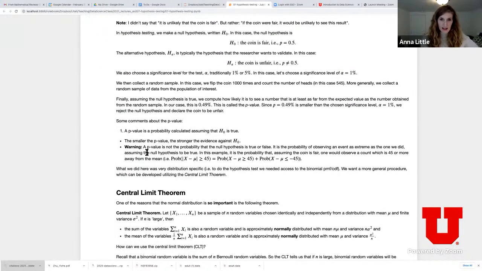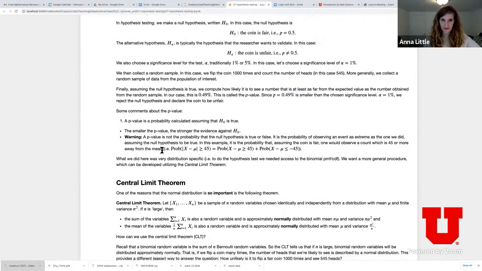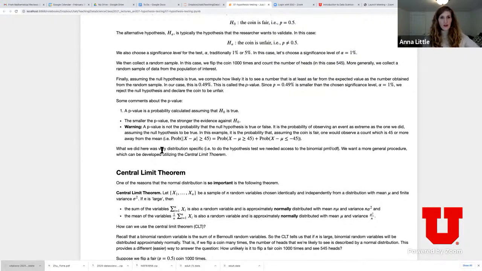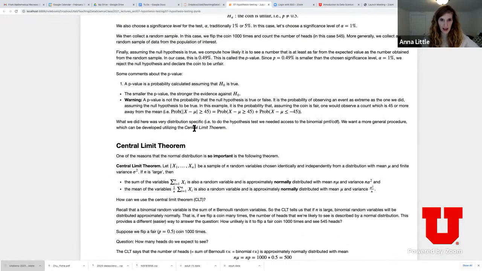A couple of comments about the p-value. It's always computed under the assumption that the null hypothesis is true. The smaller the p-value, the stronger the evidence against the null hypothesis, or the stronger the evidence for the alternate hypothesis. And just remember, be a little bit careful when you're writing interpretations with p-values: the p-value is not the probability that the null hypothesis is true or false. I think we've discussed all that.